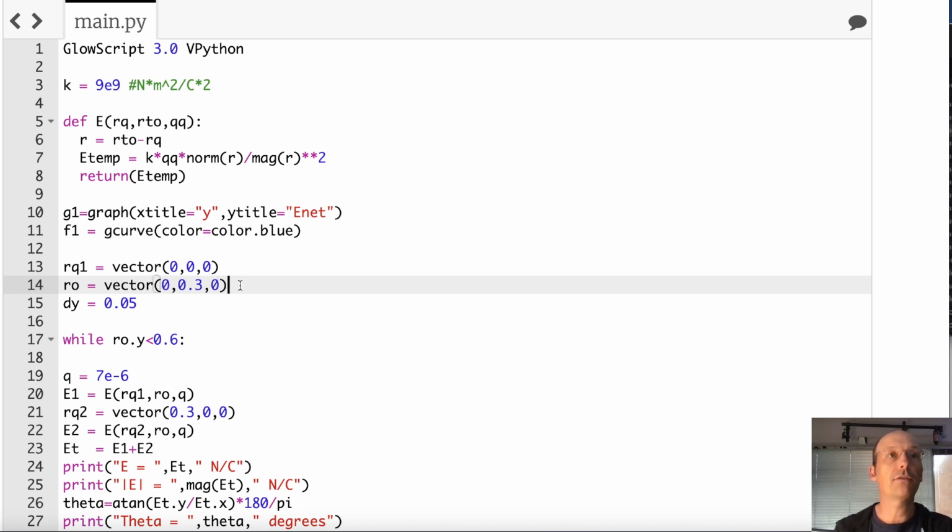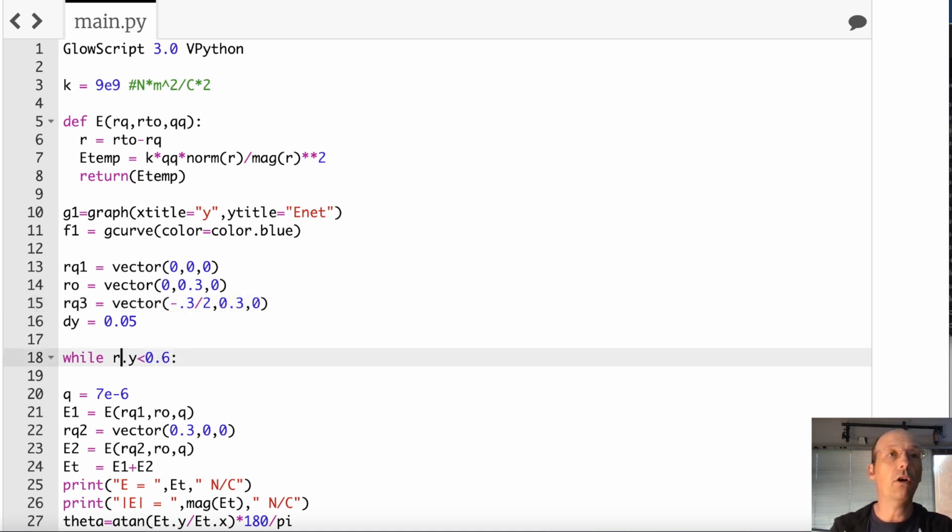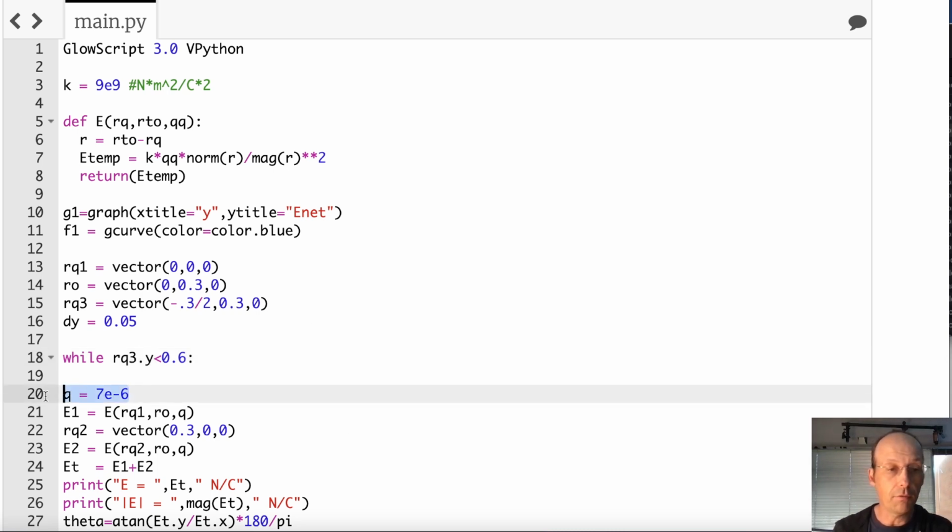I'm going to call this RQ3. It's the location of that third charge. It's going to be vector 0, negative 0.3 over 2, 0.30. And then I'm going to move that one. So this is while RQ3.y, the y component, as long as that's less than 6, then I'm going to do all this stuff. So the first thing I'm going to do is to calculate this Q.